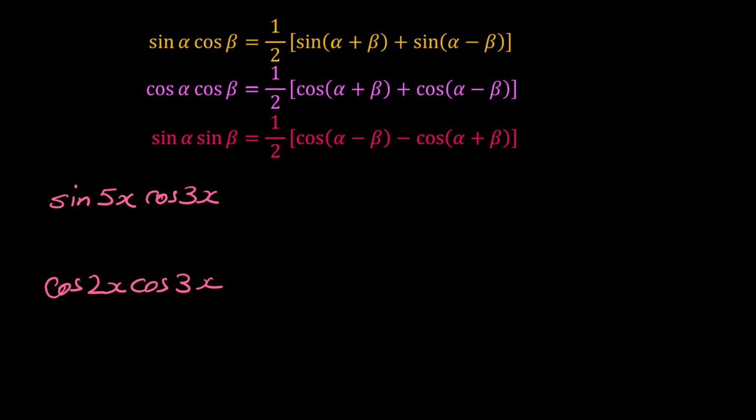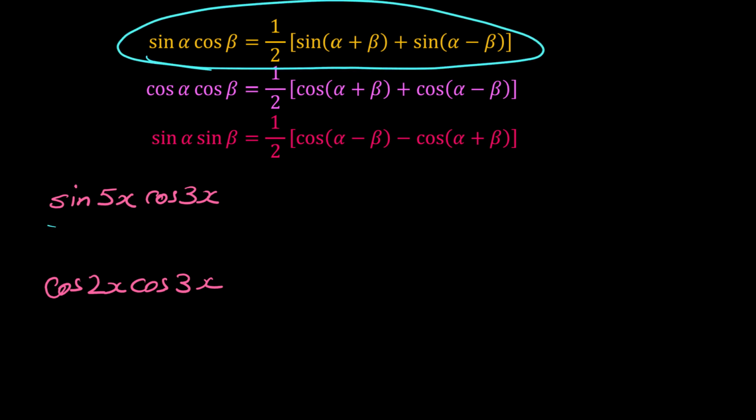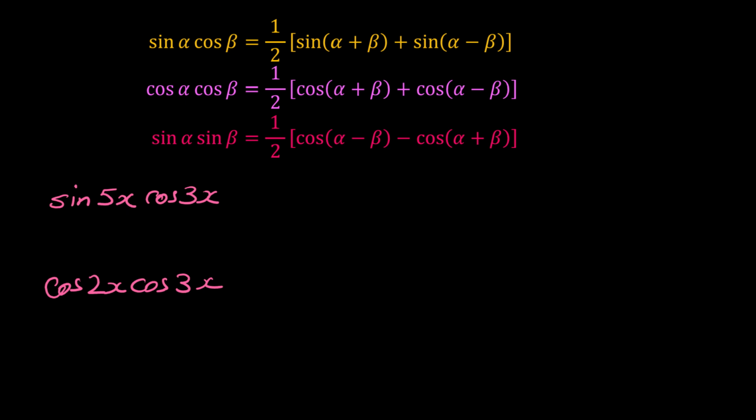Let me show you here how, by using this formula, we can write this in the form of a sum of two trigonometric functions. With the aid of this formula, we can write this in the form of 1/2 sine of the sum of the angles, 5x plus 3x is 8x, plus sine of 5x minus 3x, which is 2x. So this is the answer for this question. Sine of 5x cosine of 3x is equal to 1/2 sine of 8x plus sine of 2x.